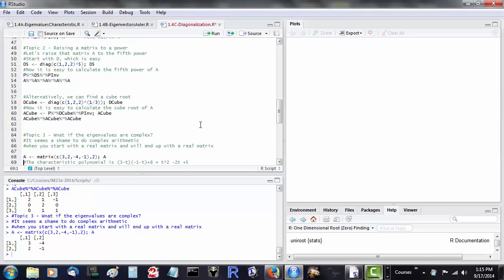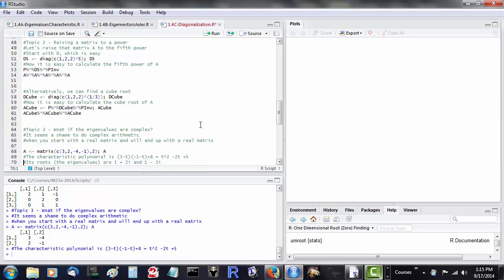We'll start with a matrix A that's going to turn out to have complex eigenvalues. We need to provide a little help to R, which can't do computer algebra, in calculating the characteristic polynomial. So look down there at that matrix, subtract T along the diagonal, do the multiplication, and you get the characteristic polynomial 3 minus T times minus 1 minus T plus 8, and that simplifies to T squared minus 2T plus 5. Setting that equal to 0, we find two roots that are going to be the eigenvalues, and they're 1 plus 2i and 1 minus 2i. You can get that, for example, by using the quadratic formula.